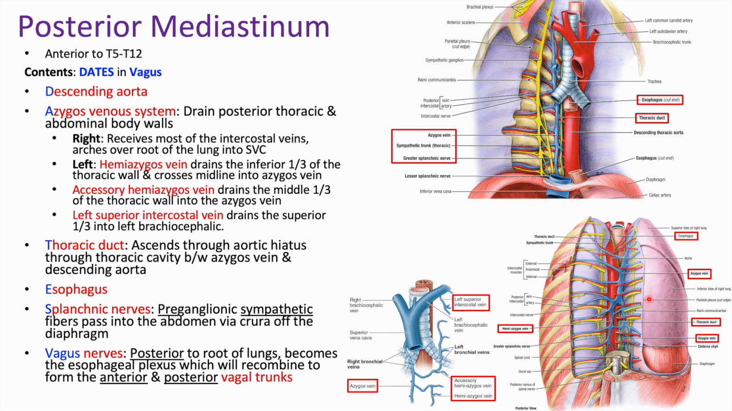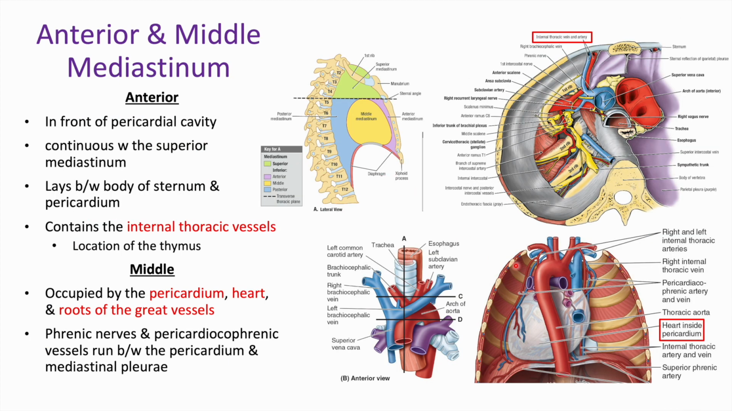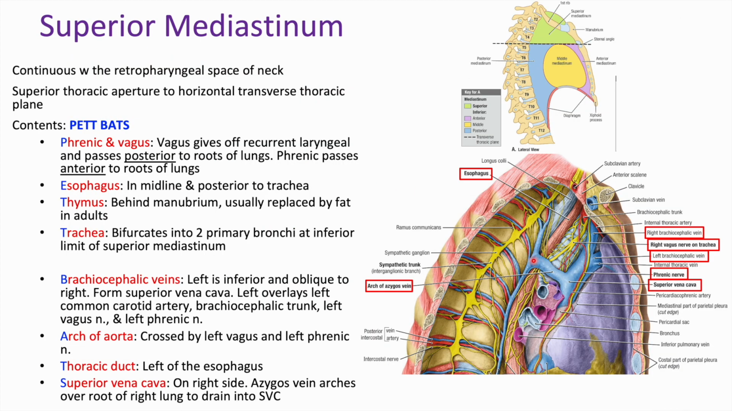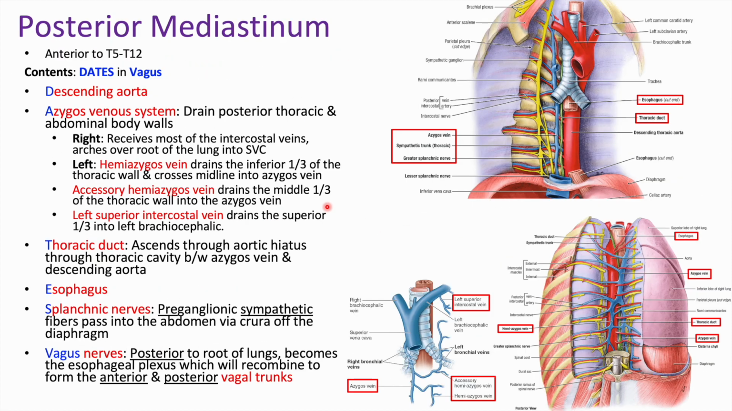On the right, it's going to receive most of the intercostal veins, and it's going to arch over the root of the lung into the SVC. And we looked at that over here. So it's going to arch over the root of the lung into the superior vena cava.